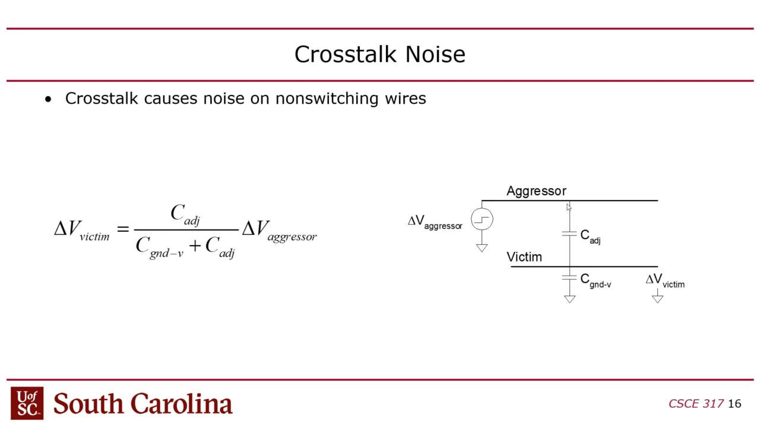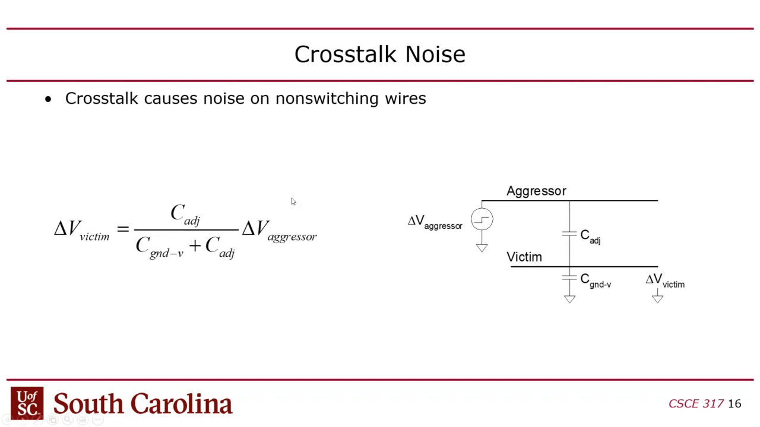Oh, and by the way, when you do the extraction, what you end up with is a big schematic that includes not only the transistors that you intended to make through your design, but also all these passive elements, these parasitic capacitors and resistors. But anyway, it's basically just the capacitance of the adjacent wire divided by its ground capacitance plus the coupling capacitance, C adjacent, and then you would multiply that by the voltage swing in the aggressor, and that's how much voltage swing you'd see in the victim.